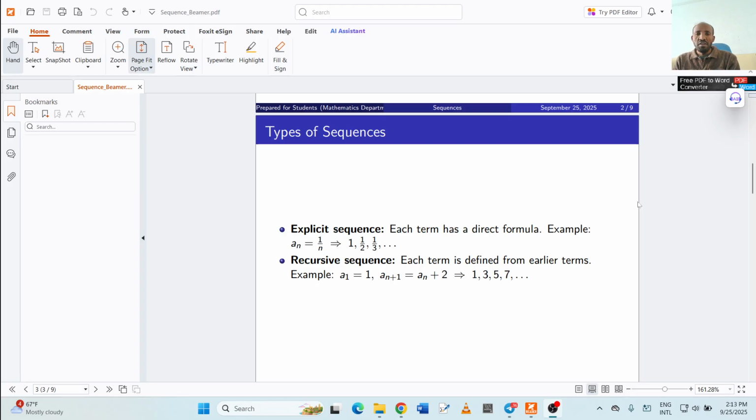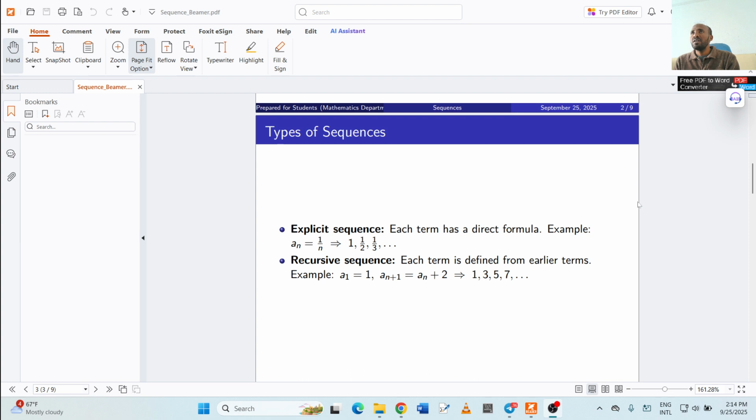So if n is 1, n+1 is 2. The second term will be equal to the first term plus 2. The first term is already given, that's 1. So 1 plus 2 is 3. So the second term is 3. And again, the third term means the second term plus 2. The second term we already calculated, that is 3. 3 plus 2 is 5. And so on.